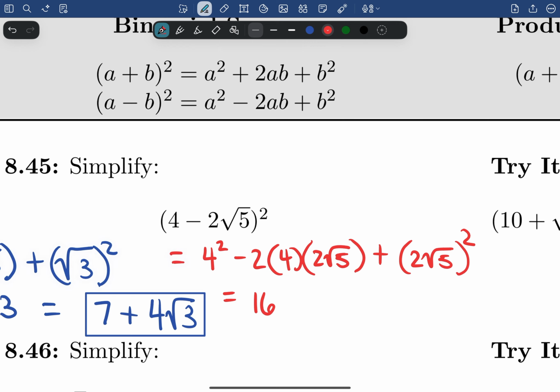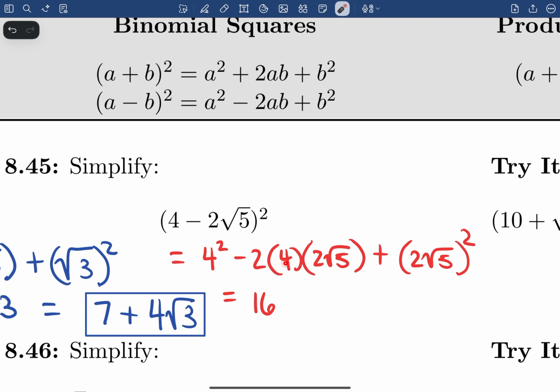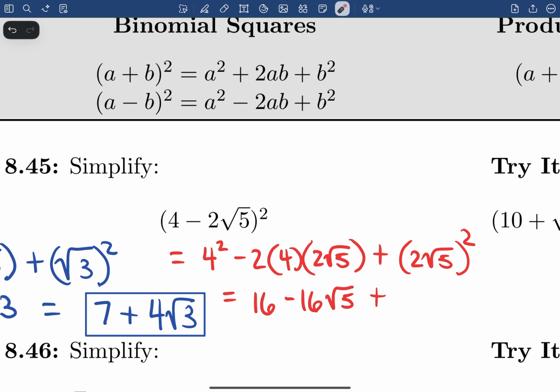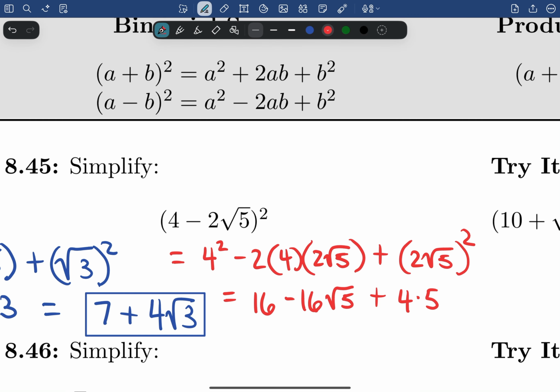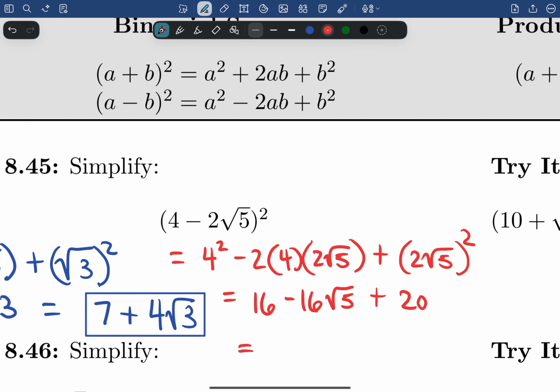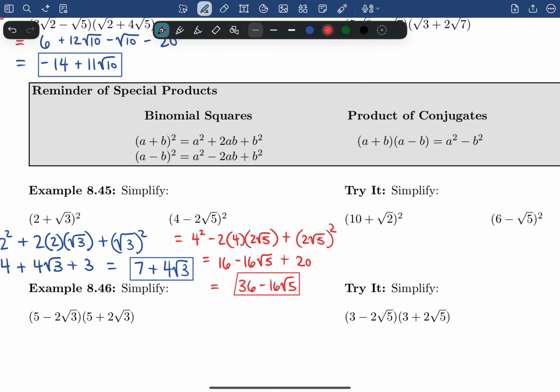And now I clean it up, right? 4 squared is 16, because 4 times 4 is 16. And then I have here a negative 2 times 4, which is negative 8, but then times another 2, which is negative 16, root 5. And now I add that with 2 squared, which is 4, times root 5 squared, which is 5. And 4 times 5 is 20, so I'm going to replace this with 20. And then clean it up a little further because 20 plus 16 is 36. And I still have this minus 16 root 5. There's my answer.